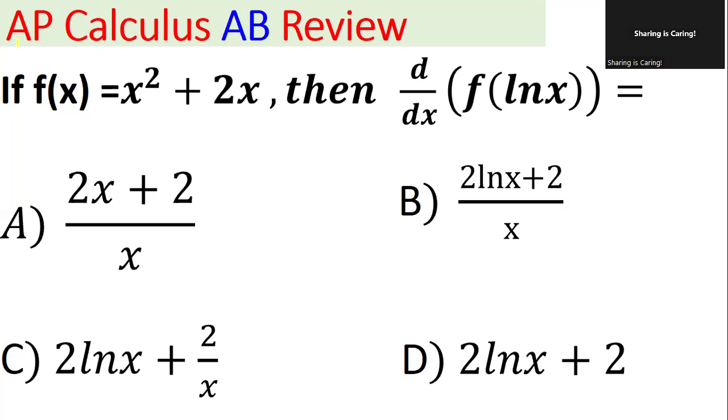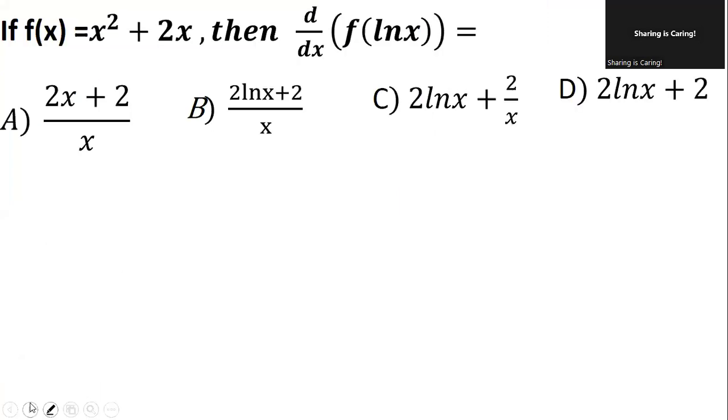This question is from AP Calculus AB Review. Okay, let's start. So the first step, okay, here is the question now. The function is given, f of x is x squared plus 2x. And then you are asked to find the derivative of f of ln of x. So the first step, we need to find what is f of ln of x.